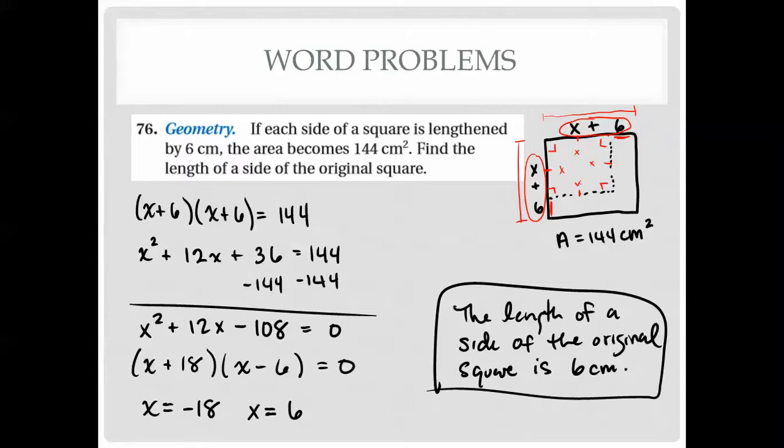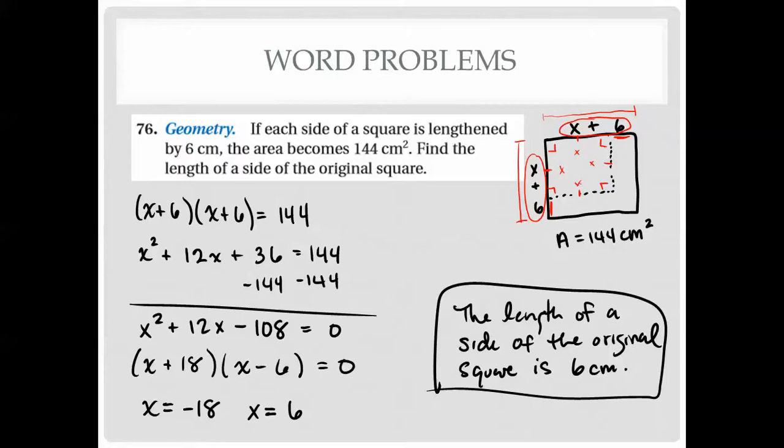So which answer makes the most sense? Negative 18 or 6 for the length of the side of the original square? Well, length can't be negative, so we know that the answer is 6 centimeters.